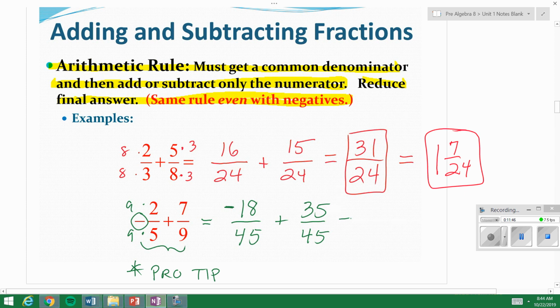Signs are different. That's right. Take the difference. Signs are different. Take the difference. In this particular case, I'm going to have to take 35 and subtract 18.